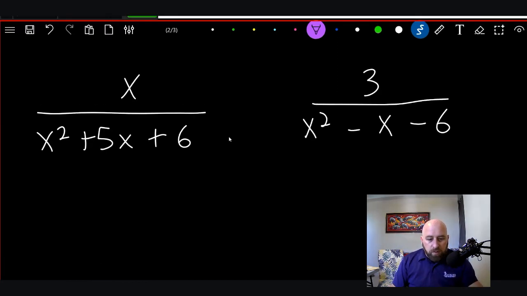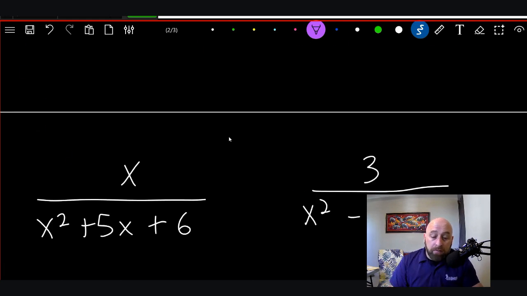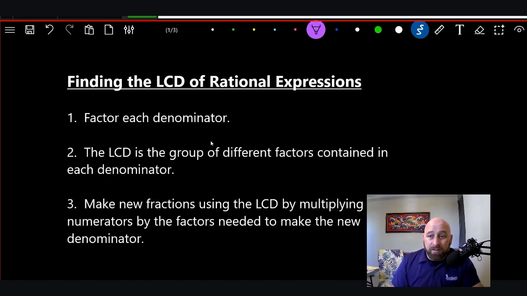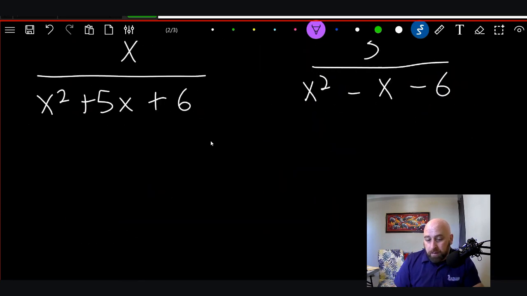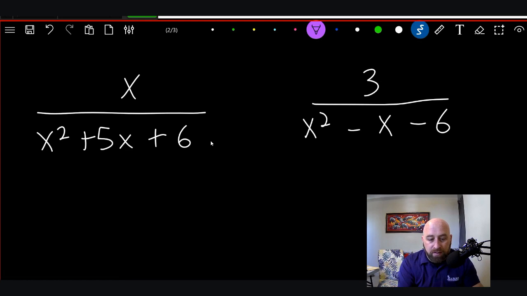Okay, the first thing that we need to do is find our LCD. So what is the LCD? Well, I don't know. We've got to find it out. So let's go back up to our steps. Factor each denominator. Okay, well, the denominators are not factored in this one. In the last one, they were. So that's where we're going to start.